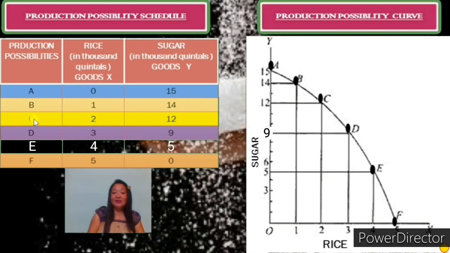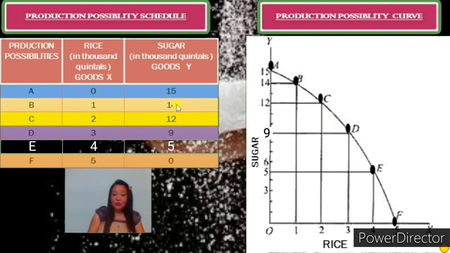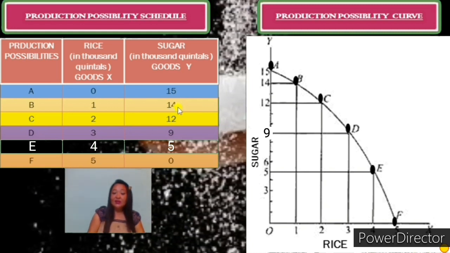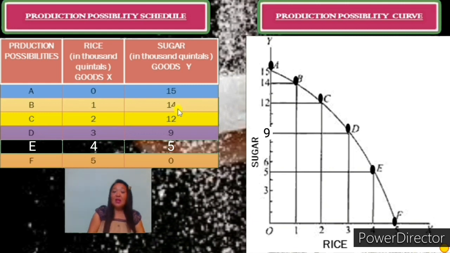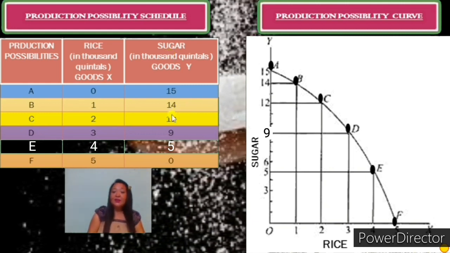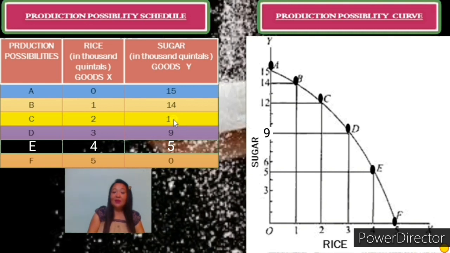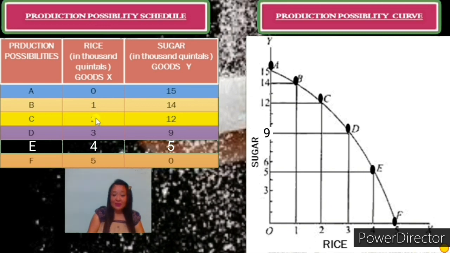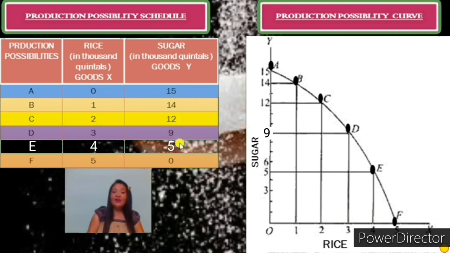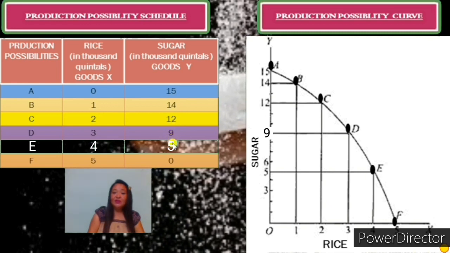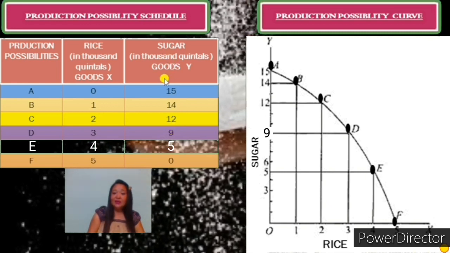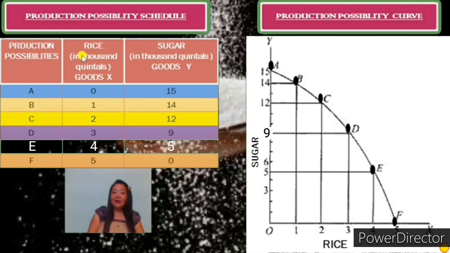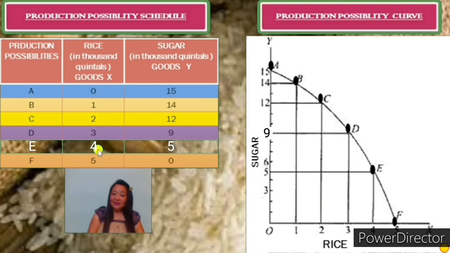Now the production possibility combination C shows that if you reduce the allocation of resources a little more in the production of sugar, say from 14 to 12, then the production of rice will increase to, say, 2 units. Similarly, if you go on reducing the amount of resources in goods Y, that is in the production of sugar, ultimately the production of rice will rise.